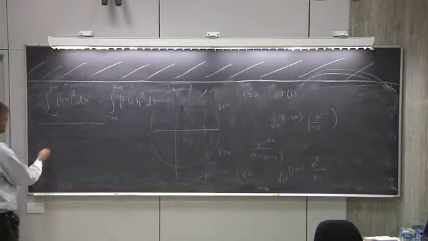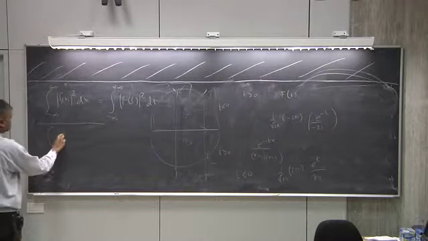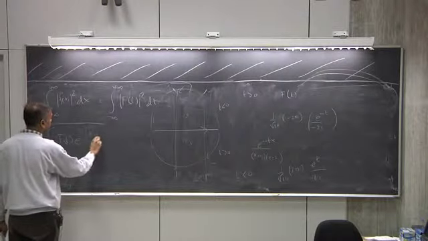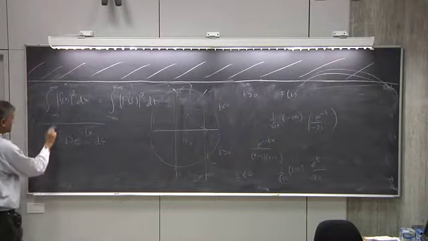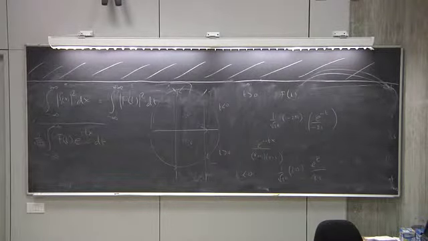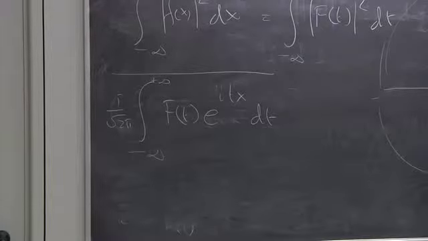Let's check that. We want to check this integral of F of t e to the power of i t x dt from minus infinity to plus infinity, times 1 over root 2 pi. Is it the same as the original function f of x or not?